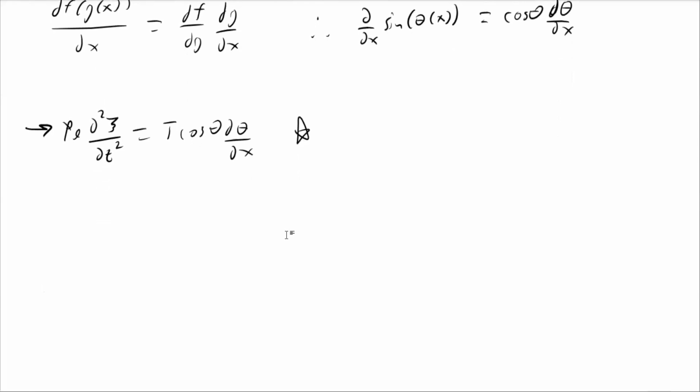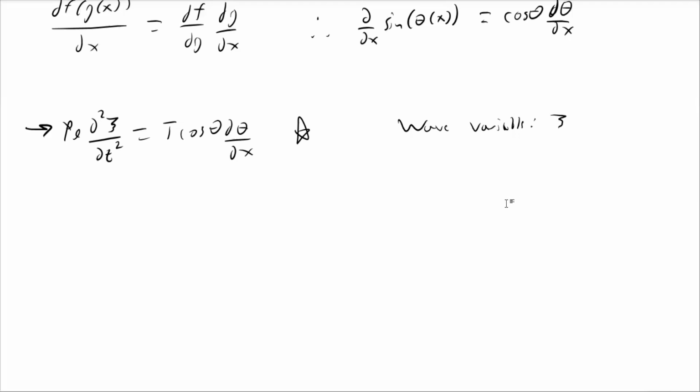Now, this is a perfectly valid equation. However, when we're deriving wave equations, we always want the wave equation to be written in terms of a wave variable. And the only wave variable we have in this problem is c, not theta. So our wave variable is c, not theta. So we need to figure out a way to turn cosine theta d theta dx into something pertaining to c.